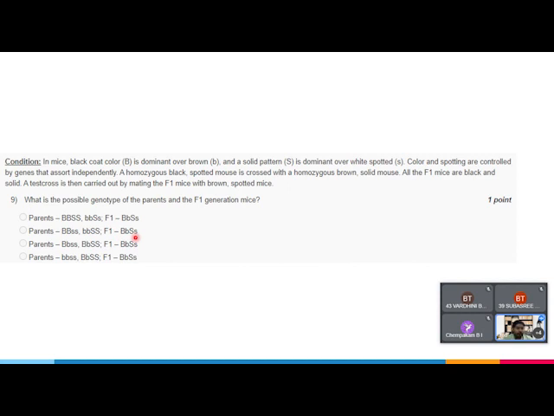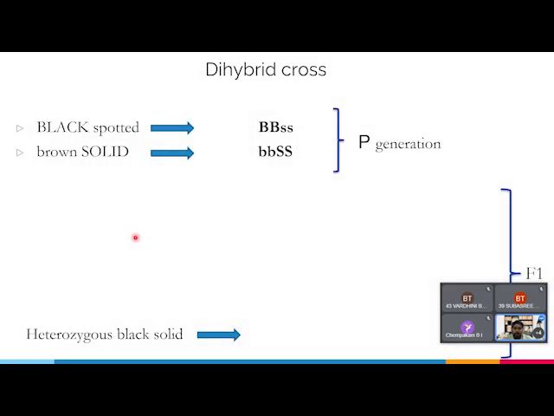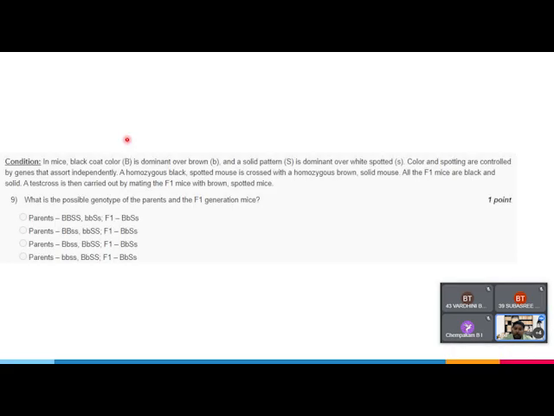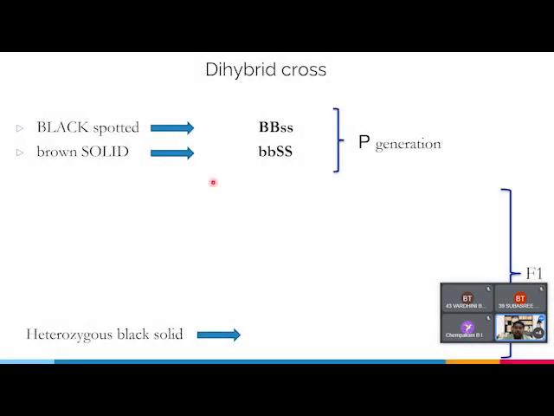Okay, so we'll move forward to the solution slide and try and answer this question. What we have here is a dihybrid cross. Between black spotted and brown solid, as given here, the black phenotype is dominant, and we have a homozygous black spotted mouse. So black spotted should be capital B, and for the homozygous recessive we have small s. Similarly for brown solid, brown homozygous recessive will be small b, and solid will be capital S. So this is our parental generation done. These are the genotypes of both parents.